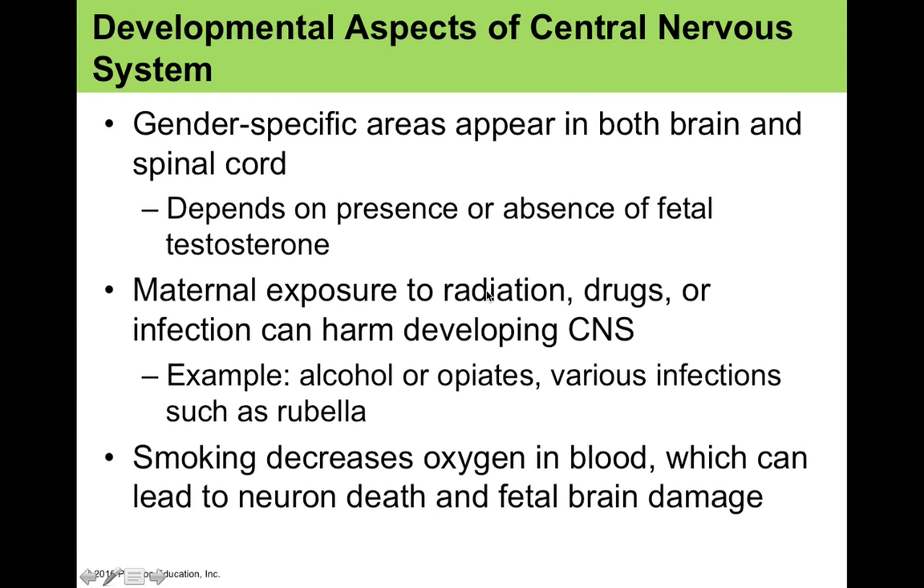Now, maternal exposure to things like radiation, drugs, and infection can also harm the developing central nervous system. We talk about things like alcohol or opiates that can lead to permanent damage in a developing fetus, even nicotine, as well as infections like influenza virus, rubella, even Zika virus, all of which cause mutations in the developing central nervous system.